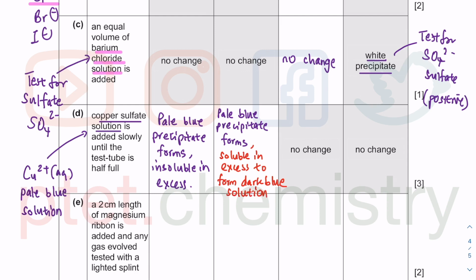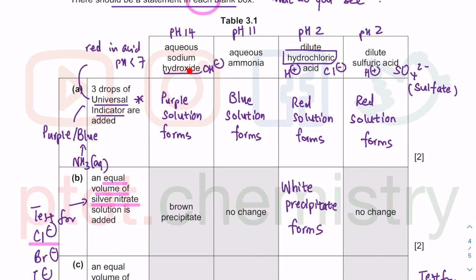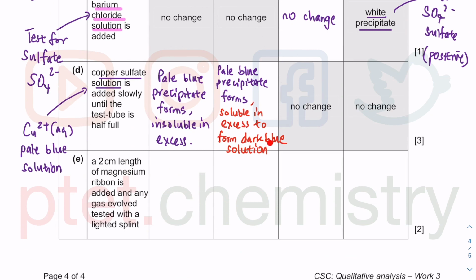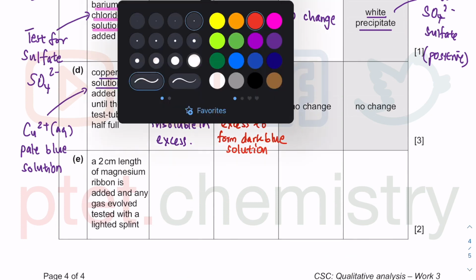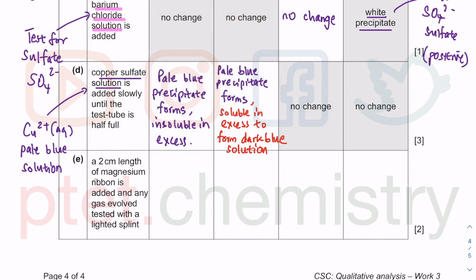If you watch the experimental tutorial video on the test for copper 2 plus ions in ammonia versus sodium hydroxide, you would know what I'm talking about. You would have done this in school if I had shown you the practical as well.